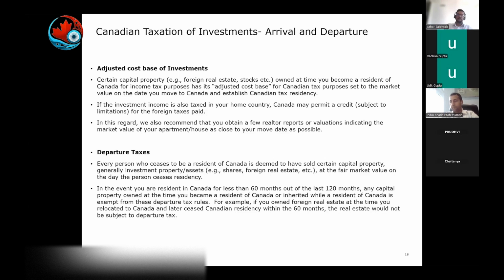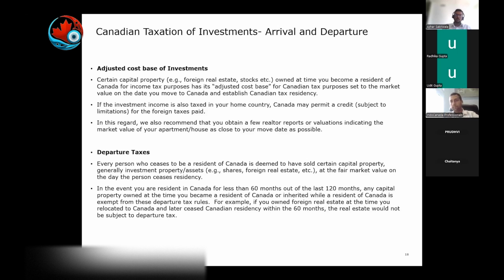Similarly, when you decide to leave Canada for good in the future, let's say an individual has found a great job in the US or UK, and they've decided to leave Canada, wrap up their ties and take the flight out of the country. In that situation, there is a deemed sale of all the assets that you owned in Canada or outside Canada on the day of your departure. This is also known as departure taxes.